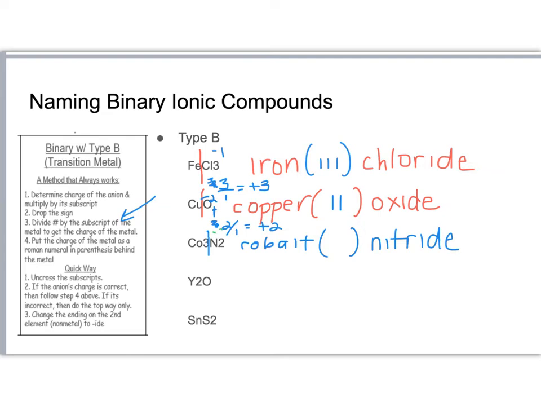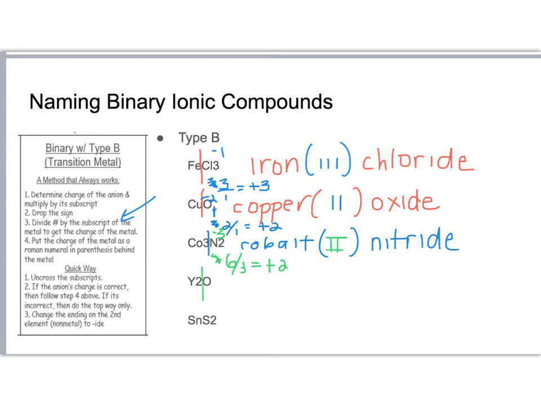Nitrogen is always a -3. There are 2 of them, so that's going to give me a net charge of -6. I'm going to drop the charge, and I'm going to divide it by the number of cobalts. The subscript for cobalt is 3. 6 divided by 3 will give me +2, and that Roman numeral goes into the parentheses.